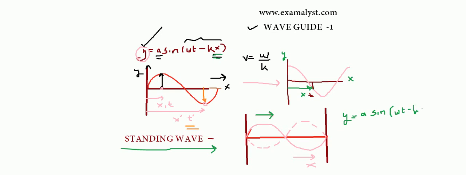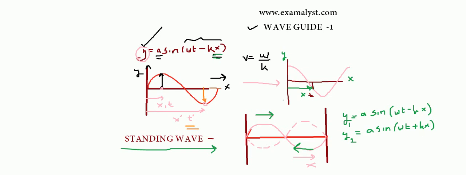Now the other wave travels in the opposite direction, so in the negative x direction. So let me write, this one is y1, this one is y2. So the other wave will be with a plus sign, because it is going towards the negative x direction, so you need to give a plus sign. This is just a trick.